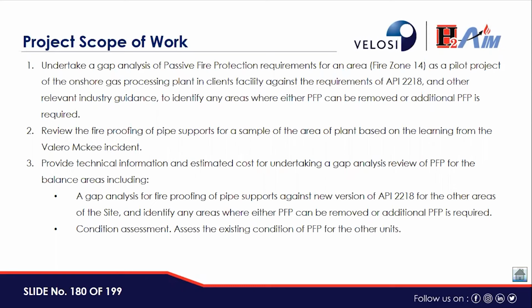The scope included the gap analysis for the fireproofing of pipe supports against the new version of API 2218 for the other areas of the site and identification of any areas where either PFP can be removed or additional PFP is required. Then condition assessment was also a part of the scope, involving the assessment of the existing condition of PFP for the other units.